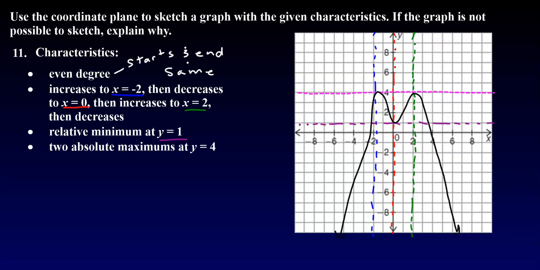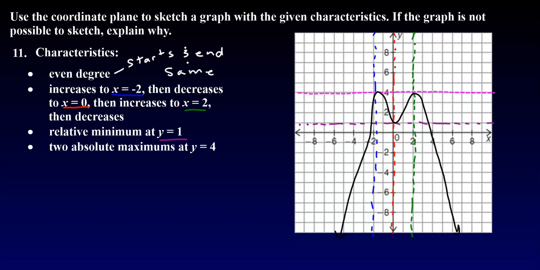So now that you've tried it, what I did here is first I drew lines in there so I know where my markers are. So I know the blue line was at x equals -2, red was at x equals 0, green was at x equals 2. And then the maroon was at y equals 1. And the pink is at y equals 4.